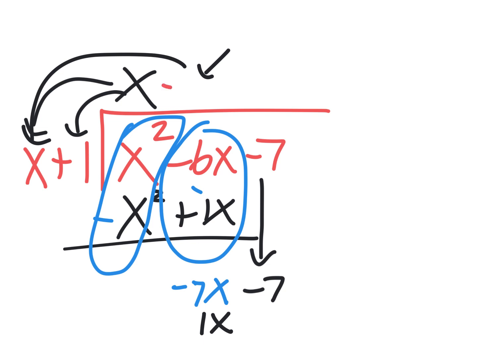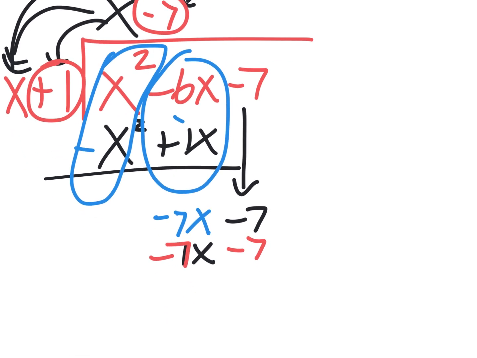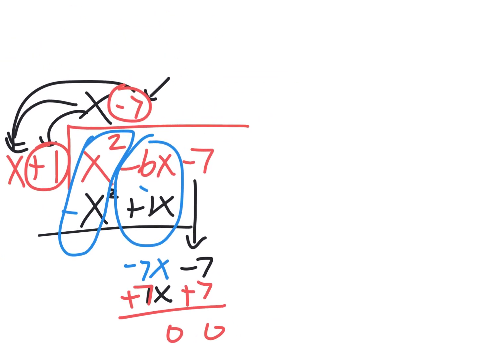A lot of you are catching on, I can tell. Negative 7 times x will make negative 7x. And then the other one. Negative 7 times the 1 makes negative 7. Oh my gosh. This one actually, opposite, comes out to 0 remainder. It worked. What does that mean? That means the factors were x minus 7, which is this one, and the other one's x plus 1.